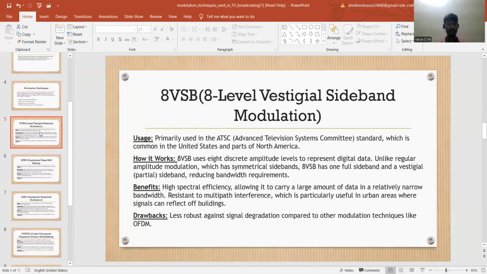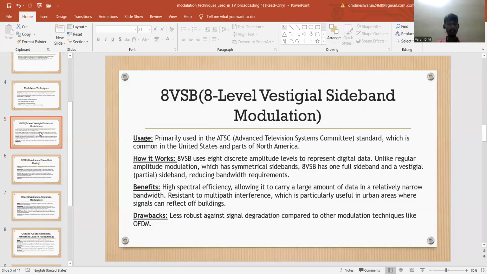So let us talk about 8VSB, 8 level vestigial sideband modulation. Usage of 8VSB: it is primarily used in the ATSC, that is Advanced Television Systems Committee, standard, which is common in the United States and parts of North America.